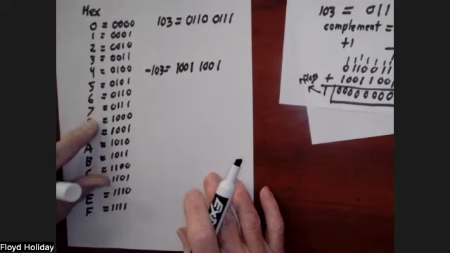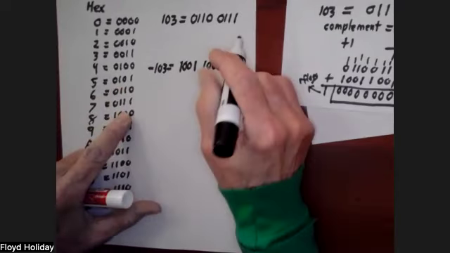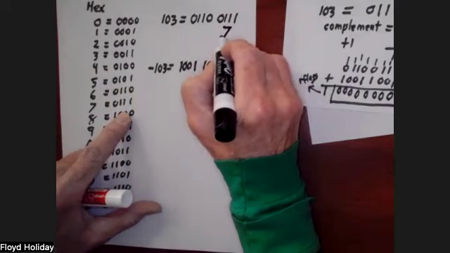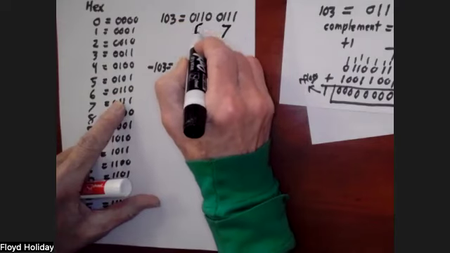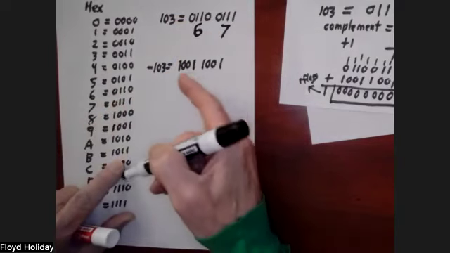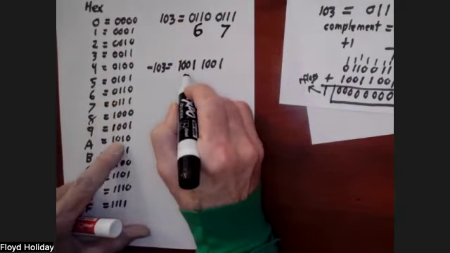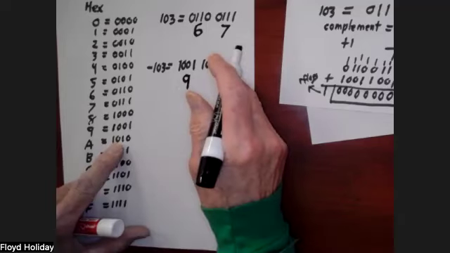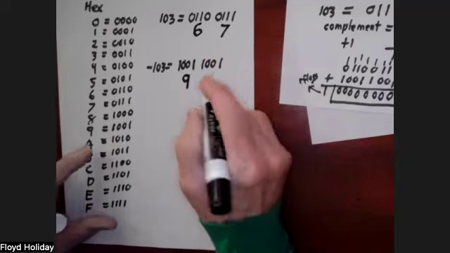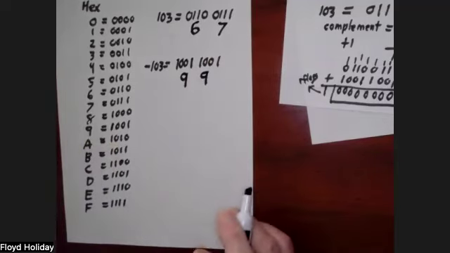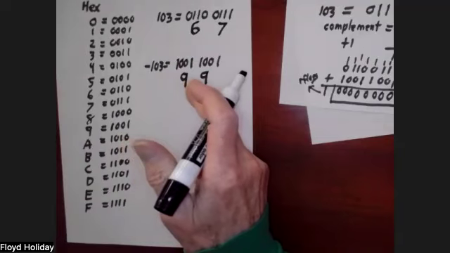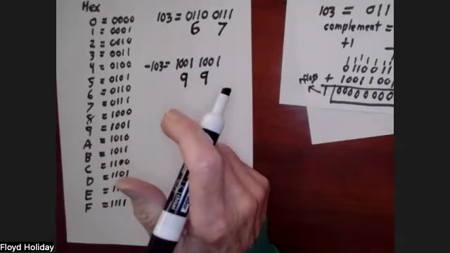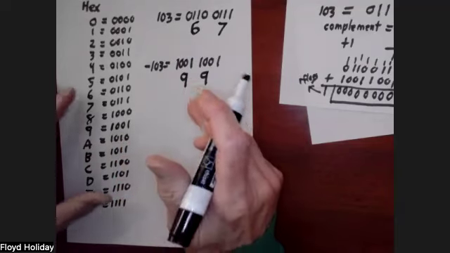So off the table, we could read that 7 is 0, 1, 1, 1. And off the table, right next to it, it's a 6. And over here, that's a 9. Why is it 2 9s again? Okay, it's just the way it is. So the first number is 67, and the second number is 99 for hex in a 1-byte register.